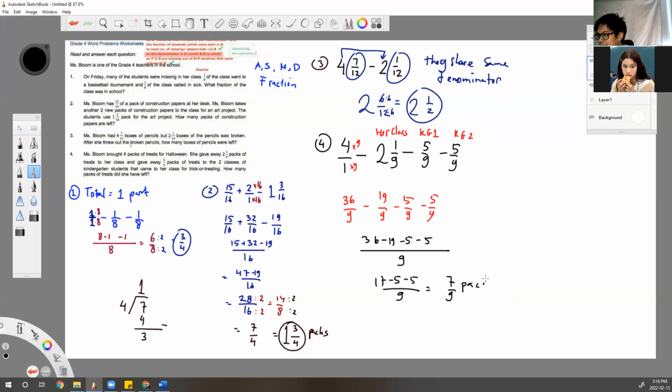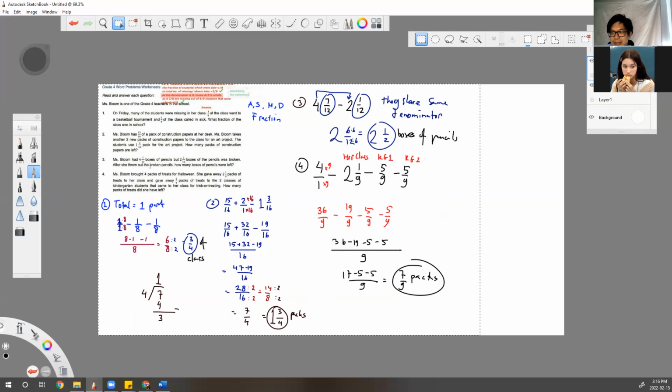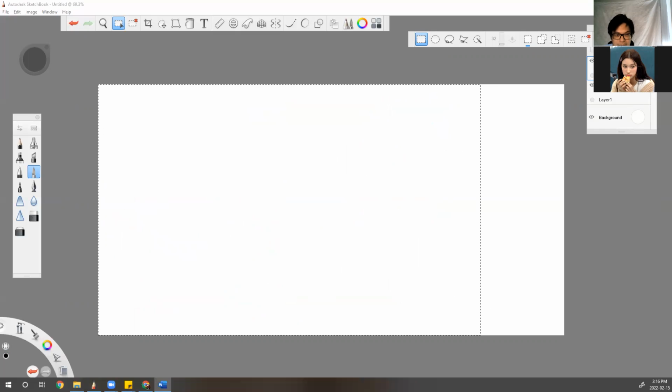Okay, done. Okay, forget boxes of pencils. Make sure that you write all the units. For unit number 1, we don't have any unit. Why? Because it's a fraction, only a fraction, part. You can just write part. Okay, or of classes, of the class. 3/4 of classes that remain in class. Okay, that's for your word problem from your teacher. Okay, I will send this to you later on.